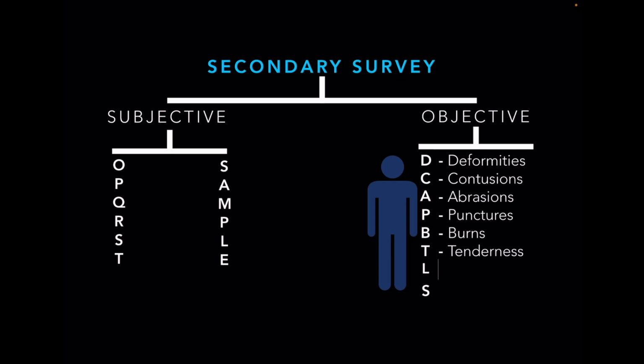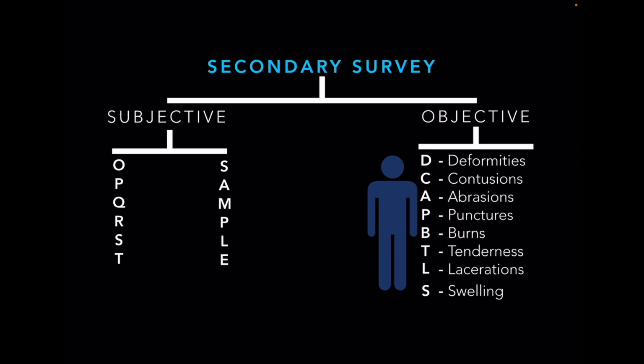Lacerations, we want to look for those, and if they are bleeding profusely, we want to make sure we're controlling that bleeding. And finally, swelling. This can be a sign of internal bleeding. This can also be just a sign of injury. Swelling is a common reaction our body has to injuries of various kinds. But identifying those are really important. So this is our DCAP BTLS, our head to toe.